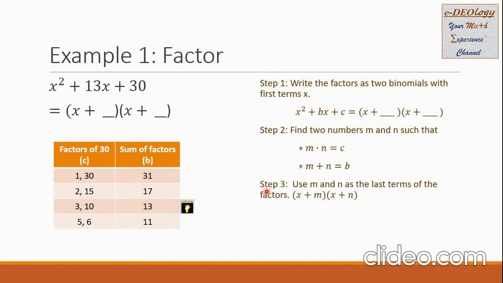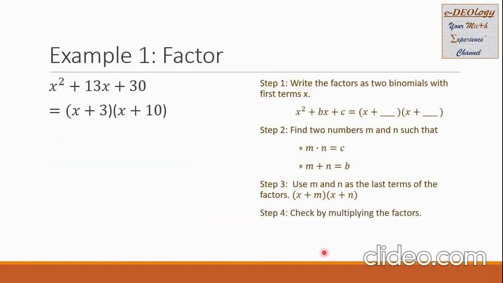So step 3, we are going to use the m and n as the last terms of the factors. So from here, the 3 and 10, we're going to put on the blanks. So it's now x plus 3 times x plus 10. Step 4 says, just to check our answer, we're going to multiply these two binomials.